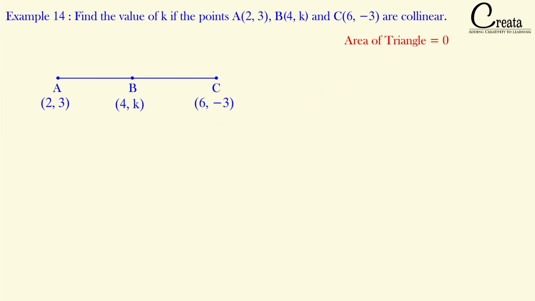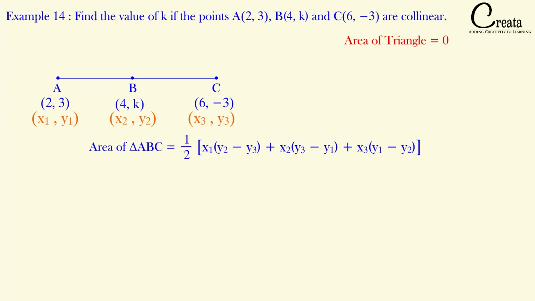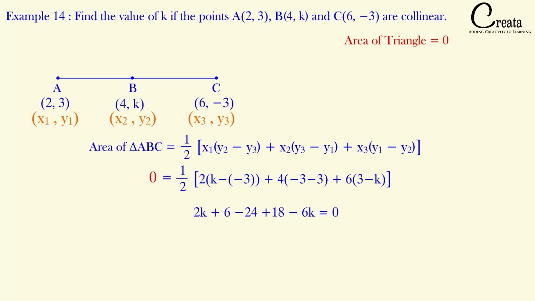We know all the 3 points, that is x1 y1, x2 y2, x3 y3. Let's use the formula of area of triangle. Let's put the value. So this is the area of the triangle, and the area of the triangle is equal to 0. Let's equate this with 0. On solving for k, we got k as 0. It means that the coordinate of point B is 4, k, which is 4, 0. So that is the answer of this question. So let's move to the next question.